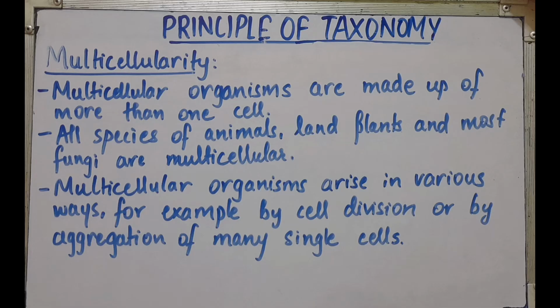Next is multicellularity. So what are multicellular organisms? Multicellular organisms are made up of more than one cell. All species of animals, land plants, and most fungi are multicellular. Multicellular organisms arise in various ways, for example, by cell division or by aggregation of many single cells.